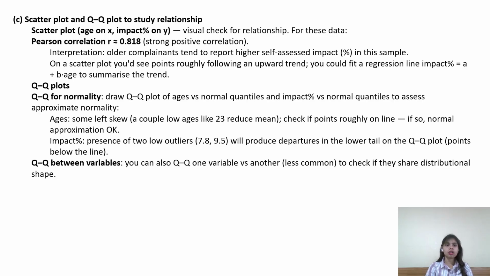Q-Q plot for normality. Draw Q-Q plots of ages versus normal quantiles and impact percentage versus normal quantiles to assess approximate normality. Ages: check if points lie roughly on a line; if so, normal approximation is okay. Impact percent: the presence of two low outliers will produce departures in the low tail on the Q-Q plot. You can also Q-Q one variable versus another, less common, to check if they share distributional shapes.